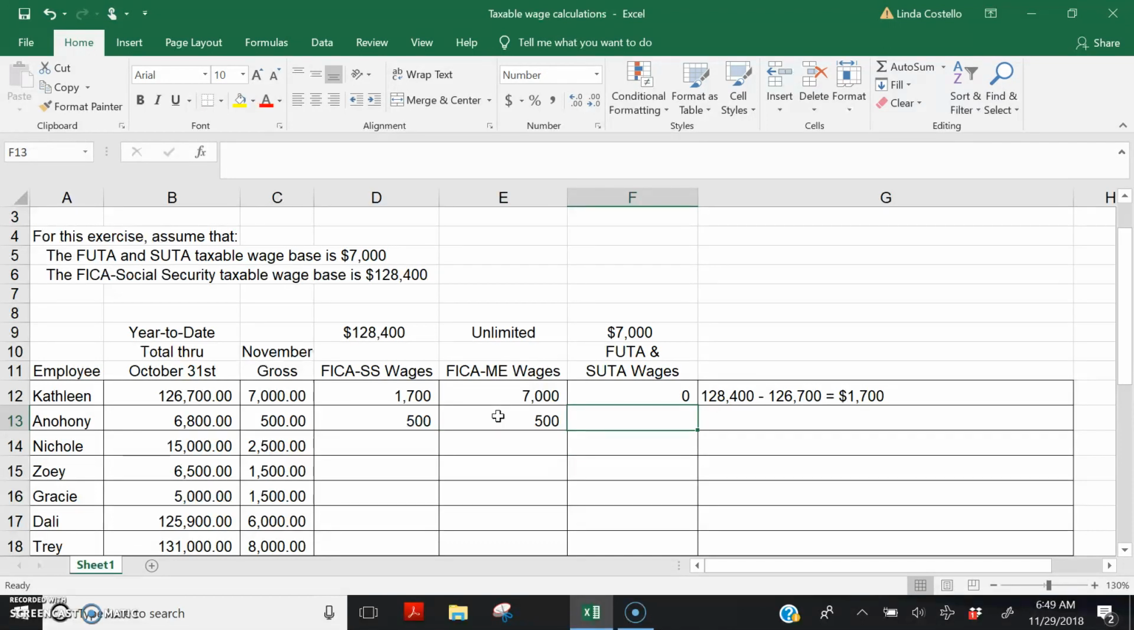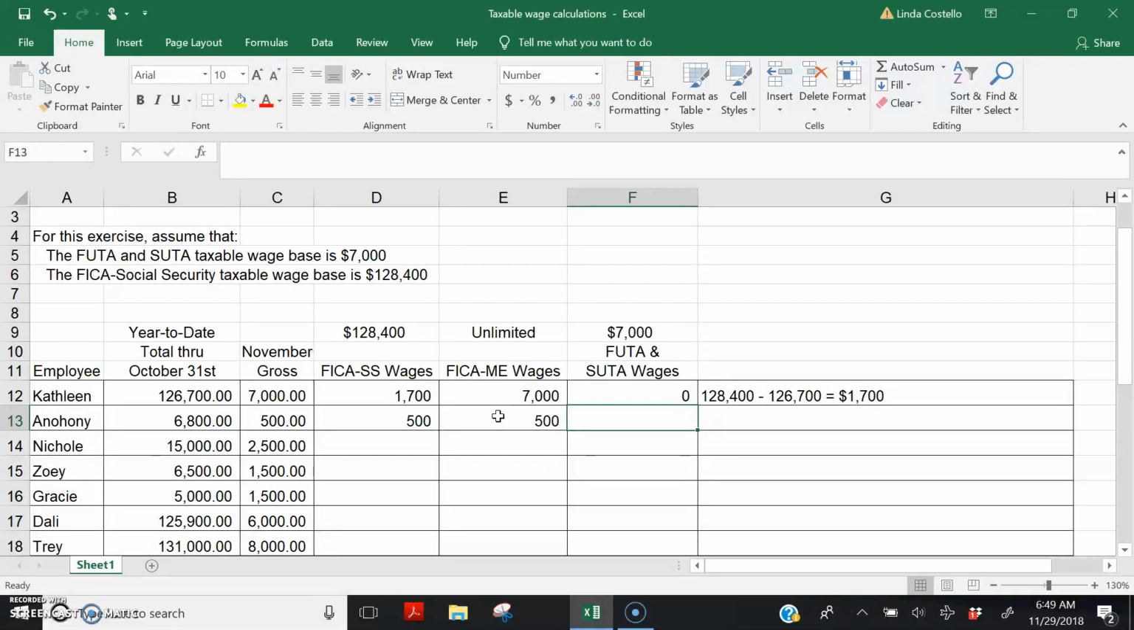Before November, Anthony already earned $6,800 in gross wages. This is not quite in excess of the FUTA and SUTA wage base of $7,000. But by the time November wages of $500 is paid, he will exceed the wage base. So some of his November wages will be subject to FUTA and SUTA tax, and some will be exempt.